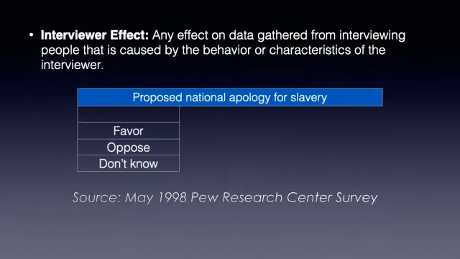Here's one example. This is from way back in 1998, but it shows how the race of an interviewer can have really large consequences. This was a question asking whether or not there should be a national apology for slavery. About 1,000 people were interviewed in May 1998. Again, it's many years ago, but it still illustrates the general point about the effect that different interviewers can have on the answers that people are willing to give.